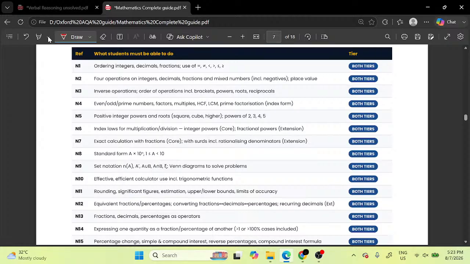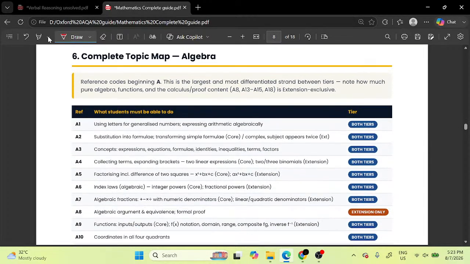So just have a deep look at all of the topics. If you want to take a screenshot, you can take the screenshot. So these are the topics that will be tested in both of the tiers, it doesn't matter if you are going to appear in the core or extended. Yes, there are a few topics that are only tested in the extension.